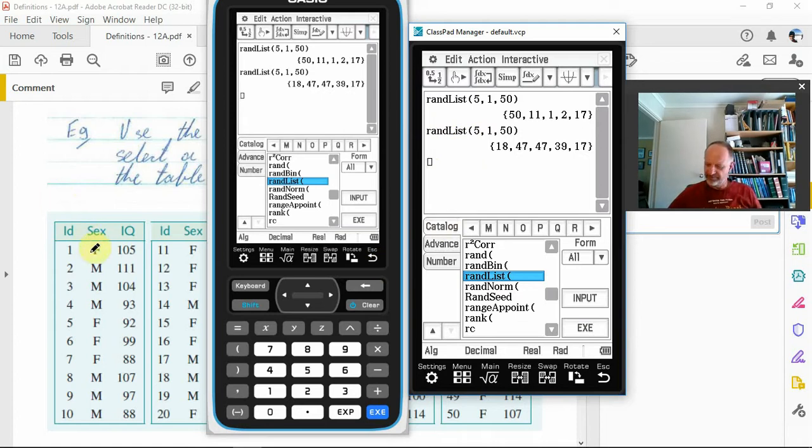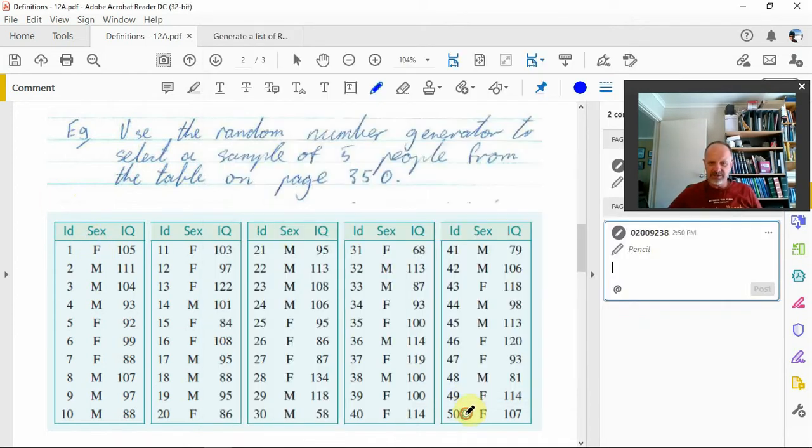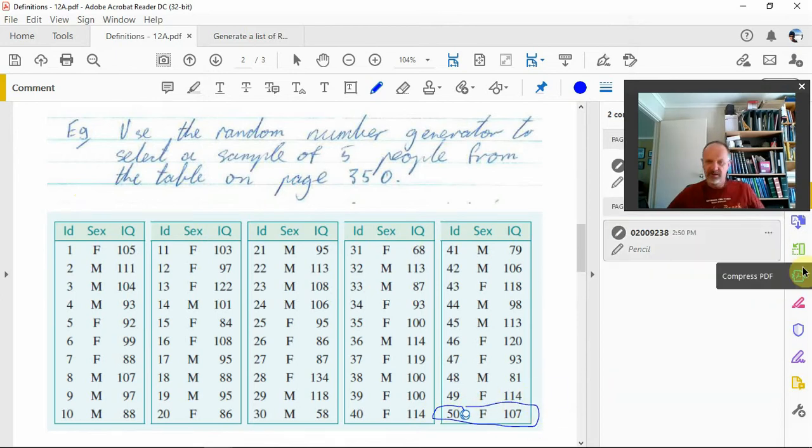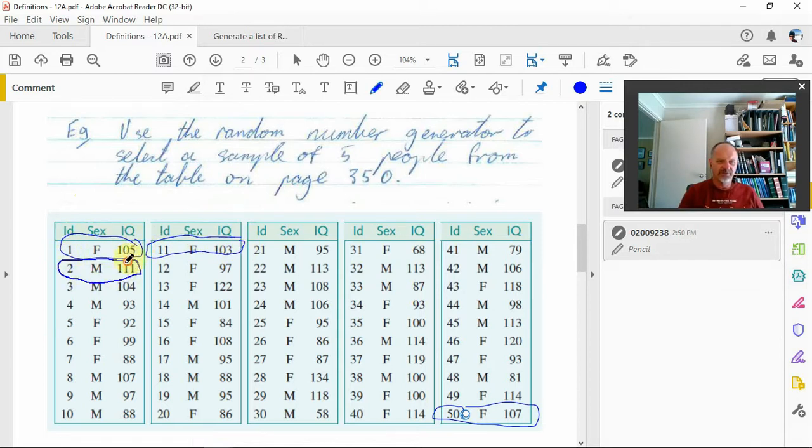So based on the first ones that I did, we selected number 50, number 11, number 1, number 2, and number 17. Then perhaps we have to do something with those people that we've selected.